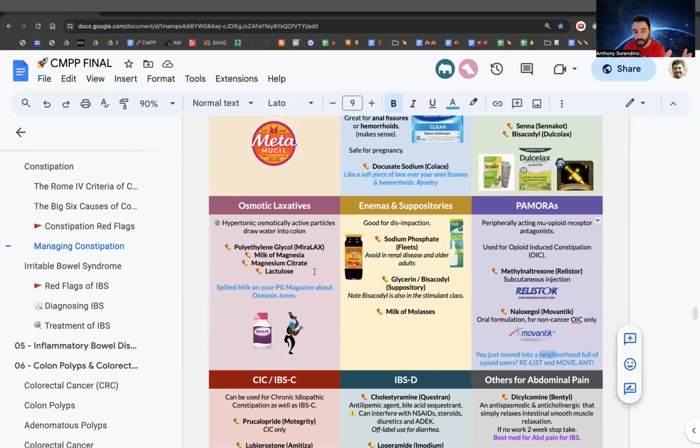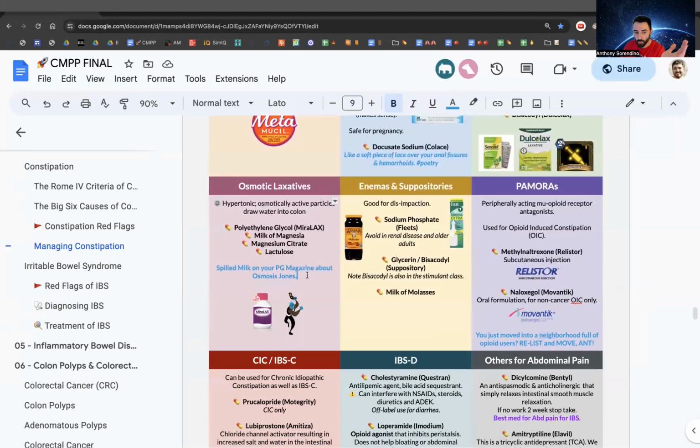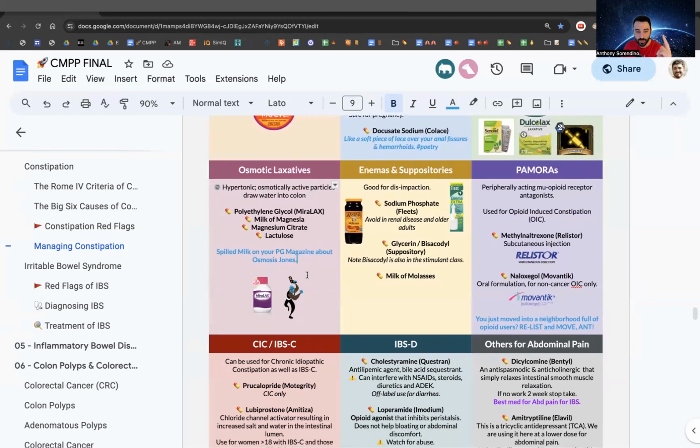This one here I have for osmotic laxatives. There was a movie back in the 2000s called Osmosis Jones. So think about spilling milk on your PG magazine about Osmosis Jones. So this is your milk of magnesia and anything with magnesium. So the magnesium citrate is there as well. PG is polyethylene glycol, which is Miralax, and then lactulose. So it's like a double milk thing. You're spilling milk. So lactulose and milk of magnesia. Remember, these are hypertonic and they're osmotically active and draw water into the colon.